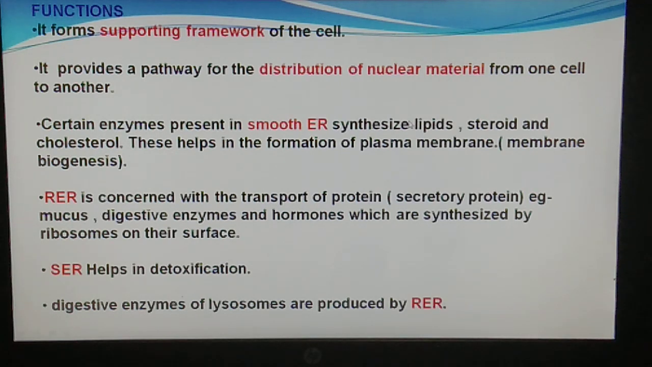There are certain enzymes present on smooth endoplasmic reticulum. For example, we have lipid, steroid and cholesterol. And all these things help in the formation of plasma membrane. And this process is said to be membrane biogenesis. Now students, another thing we have is the rough endoplasmic reticulum. It is basically concerned with the transport of protein, or we can say the secretory protein, for example mucus, digestive enzymes and hormones which are synthesized by the ribosomes on their surface.